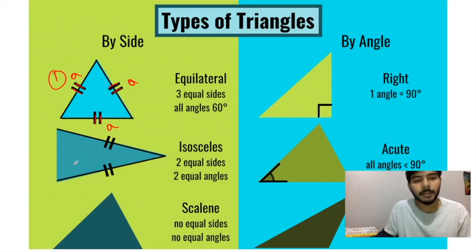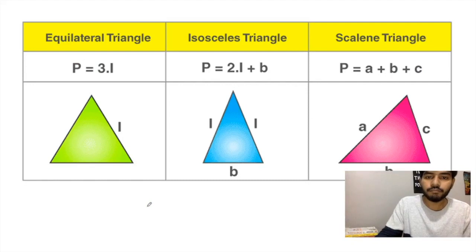Isosceles triangle. That means two sides will be equal. Suppose this is A, this will also be A, and this will be B. In a scalene triangle, all three sides will be different. Suppose this is A, this is B, this is C. And to find the perimeter, suppose in this figure, this side is L, an equilateral triangle.